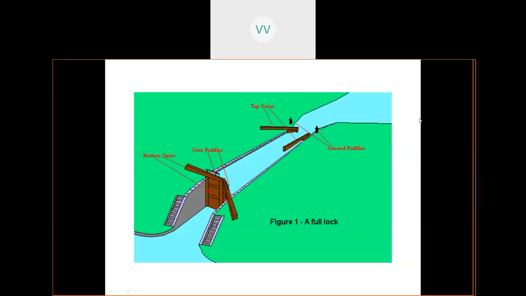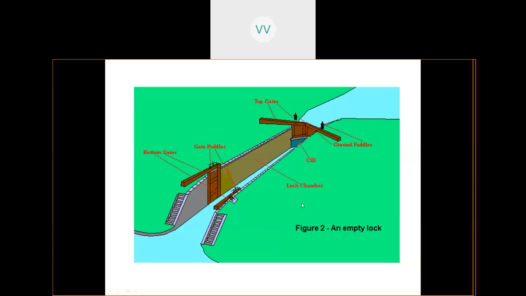So this is figure 1, which is a full lock. That means it is completely filled with water. Now let us see an empty lock, that means in the empty condition or the closed condition. Let us see that sketch.